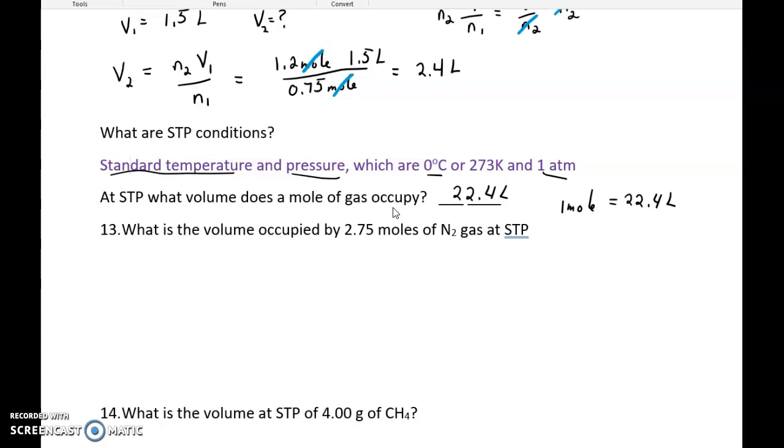So we have 2.75 moles, and we would like to convert that into liters, and we can use this equality to do that. We're going to put the 1 mole in the bottom and our 22.4 liters in the top. So moles is going to cancel. Moles in the top and moles in the bottom. Take 2.75, multiply it by this molar volume, and we will get 61.6 liters.